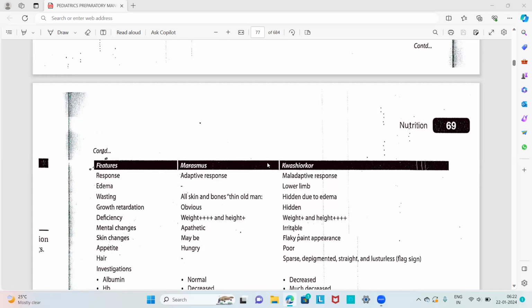And the mental changes: in kwashiorkor, the patient is apathetic. This is a difference. In the marasmic child, it is very irritable. Skin changes may be present, but in kwashiorkor there may be evidence of a flaky paint appearance. In appetite, the marasmic child is very hungry, but in kwashiorkor there will be poor appetite.